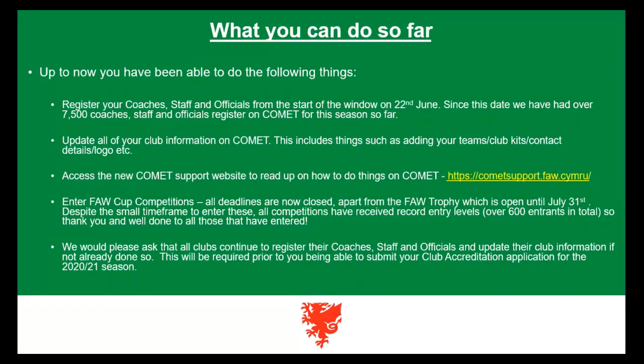So just to begin with, what can you do so far on COMET since we've begun this season? Up to now, you've been able to do the following things. Register all of your coaches, staff and officials. This window opened on the 22nd of June. Since this date, we've had over 7,500 people register on the system. So well done to all of you as clubs and all those individuals that you've been getting registered so far. You've also been able to update all of your club information on COMET. This includes things such as adding your teams, your club kits, contact details, logo, etc.